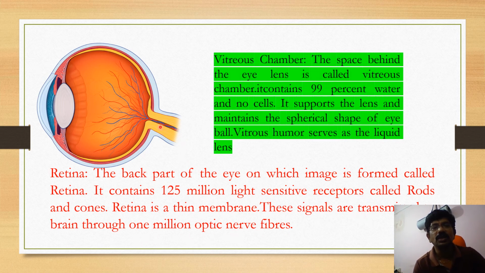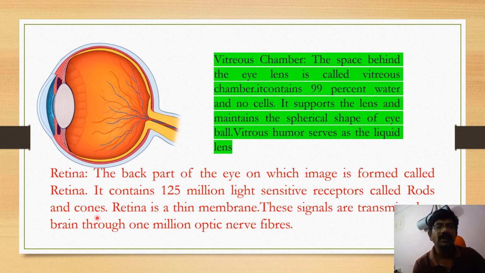Observe this one. These are the optic nerves. The signals on the retina are carried to the brain with the help of the optic nerve fibers. Are you clear about that one? Already I told you 125 million light sensitive receptors are present on the retina. They are known as the rods and cones. What is the function of the rod? The rods identify the intensity of the light, whether it is dim light or bright light.